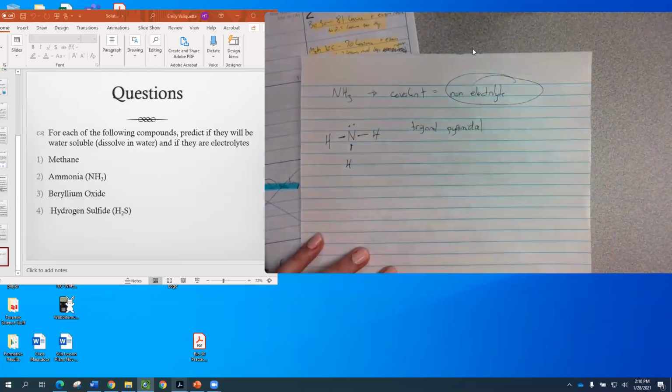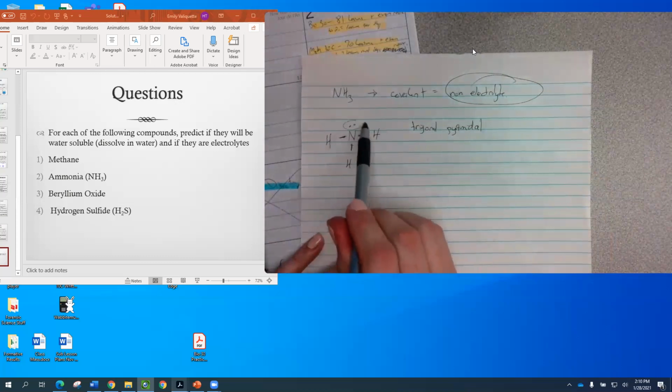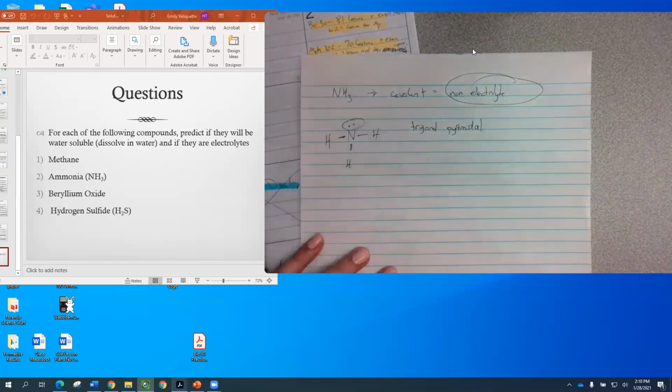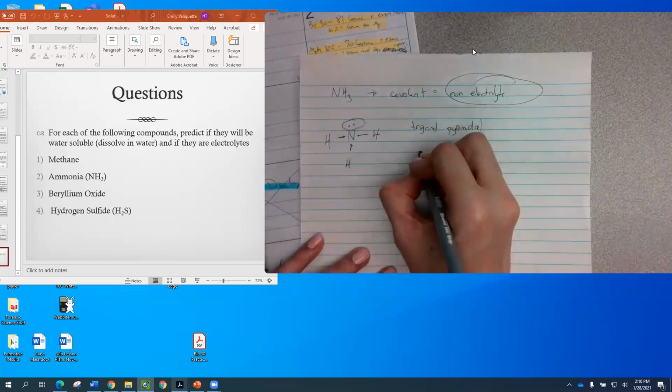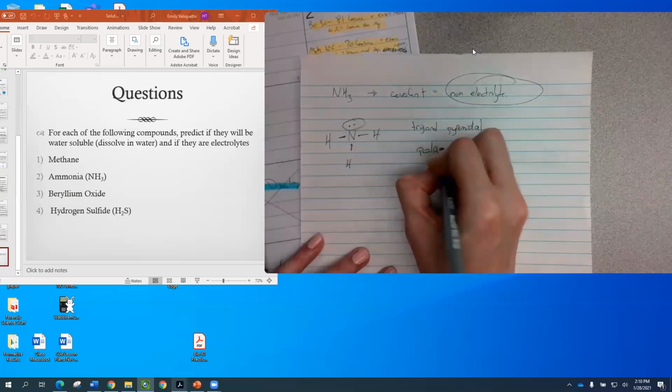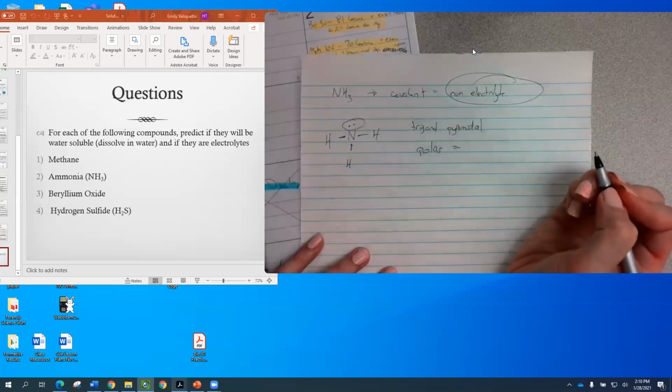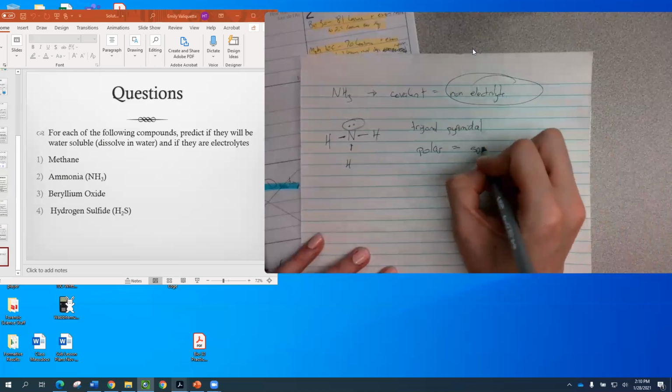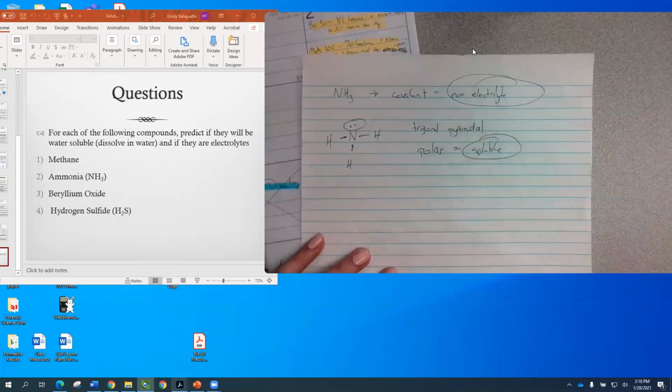which you might just know that that shape is always polar, or you can see that our central atom has unbonded electrons. And anytime a central atom has unbonded electrons, it is going to be polar. And in this case, polar means that it will be soluble in water.